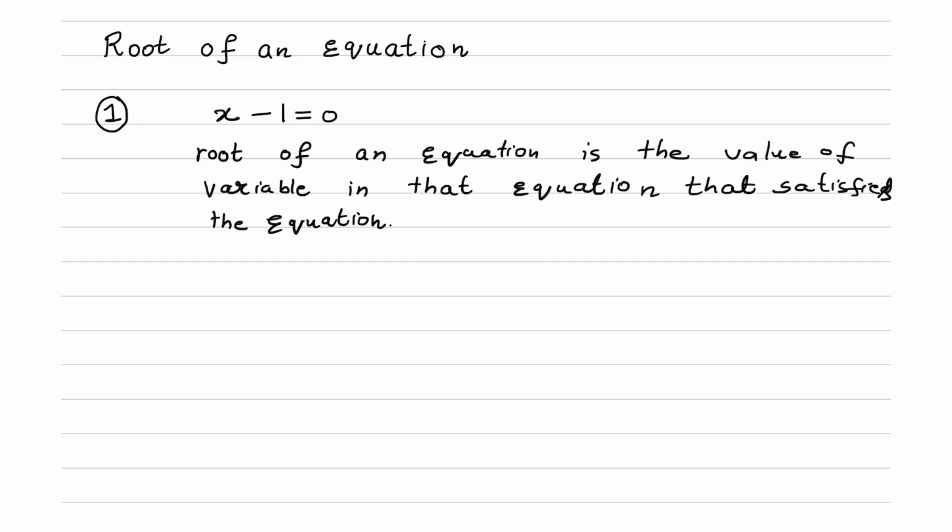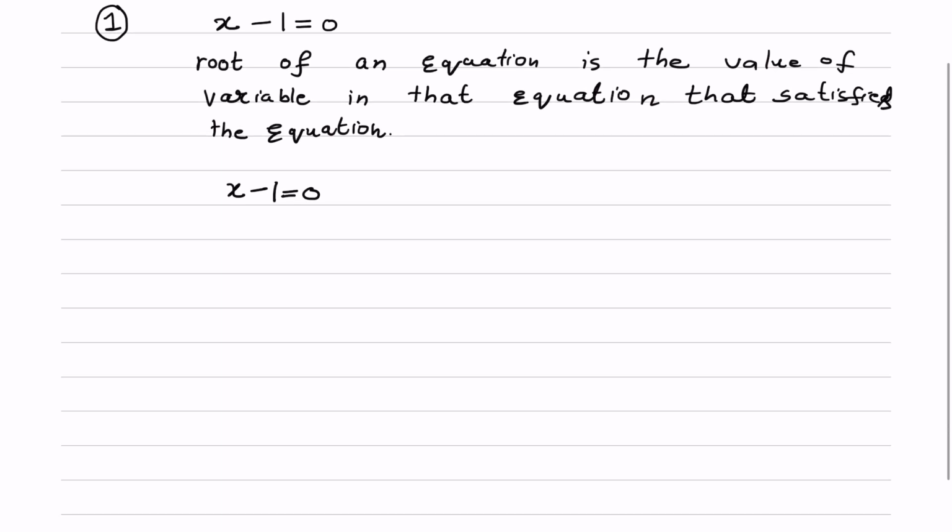Okay, so if x minus 1 equal to 0 is the equation and we have to find its root, we will solve this equation since it's a very simple equation. When we solve it, it gives us x equal to 1. So x equal to 1 is the root of this equation, x minus 1 equal to 0.